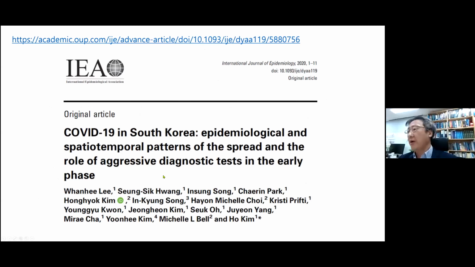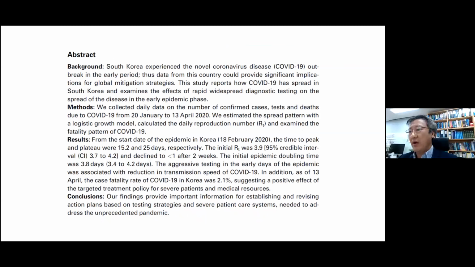And this is the paper I'd like to discuss today. I'm not going to get into the technical details, but we'd like to show the role of aggressive diagnostics, such as pre-screening. That is our intention. In this paper, we just analyzed the first period, the early stages of this disease, up to about April this year. We tried to show that this early intervention was quite successful.